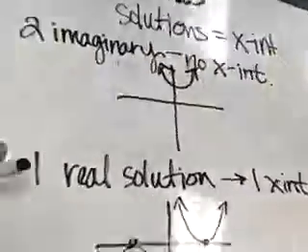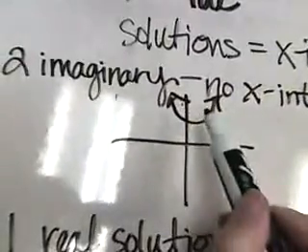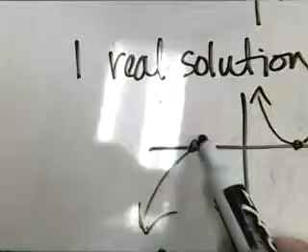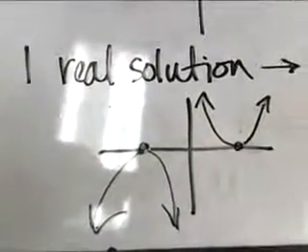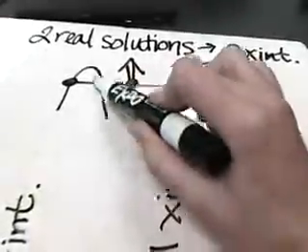When it was no real solution, it never touched. When it was one real solution, it only touched one time. And then when it was two real solutions, it touched twice.